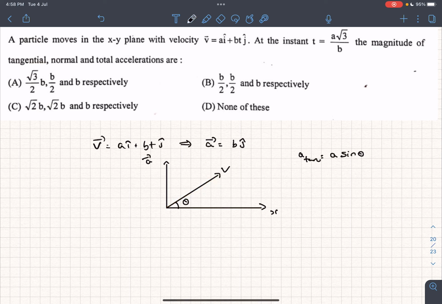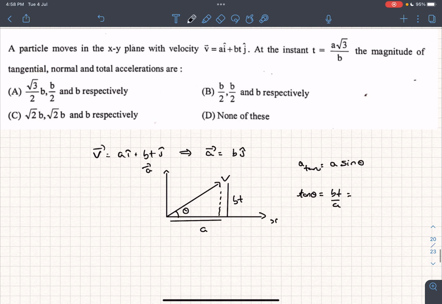Now how do we find theta? We know the x component of velocity is going to be a, and the y component of velocity is going to be bt. So tan theta from this triangle is going to be bt by a, and they were asking at the time of a root 3 by b, so you'll get tan theta to be root 3 and theta would be 60 degrees. So the tangential acceleration is going to be b sin 60, which is root 3 b by 2. So this is going to be the tangential acceleration.